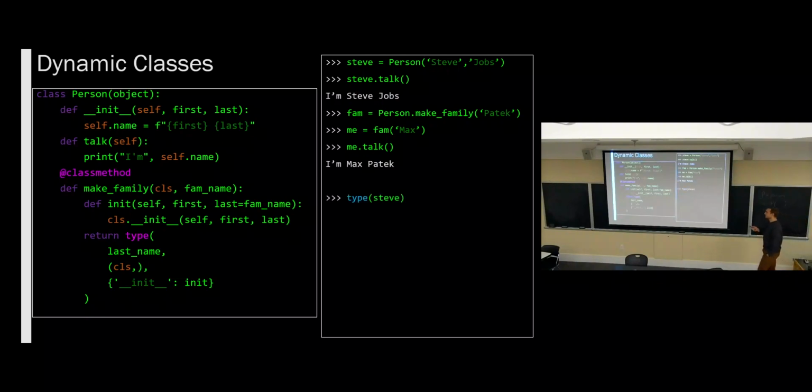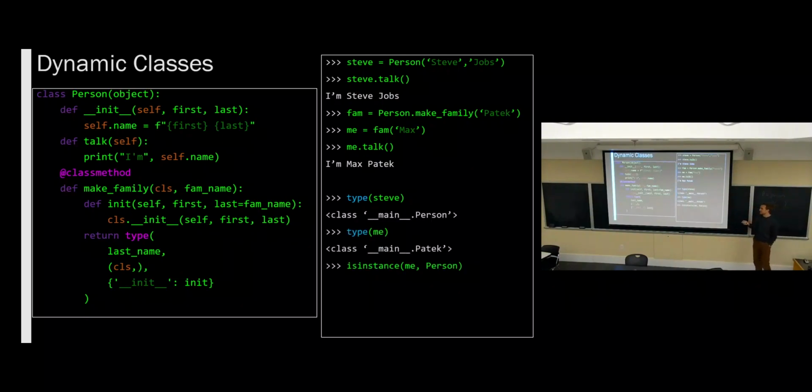Now the cool thing is if we say the type of Steve, we get a person. But if we get the type of me, I'm a Paddock. And you can check if I'm an instance of a person, what do we expect here? True. Because this new type inherits from class, so class was capital P person. So Paddock inherits from person. So I'm a Paddock, so therefore I'm also a person. Is Steve an instance of fam? No, Steve is not fam.